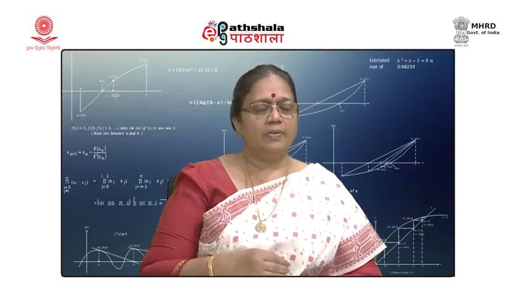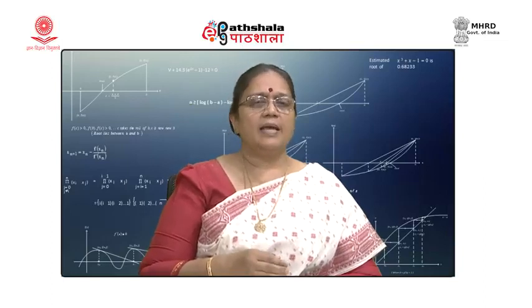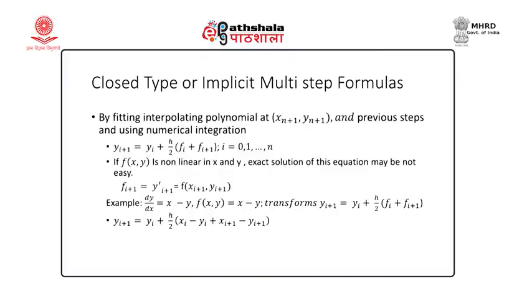Why are they called implicit formulas? I will explain just now. So, we get what are known as closed type multi-step formulas. Let us look at these closed type multi-step formulas. See, the simplest example is yi plus 1, it is only 2-step, I am illustrating, yi plus h by 2, fi plus fi plus 1. So, here you are using the point xi plus 1, yi plus 1 also. So, this is the formula.